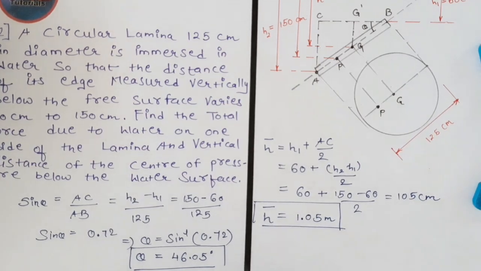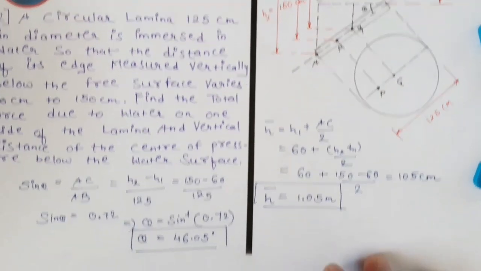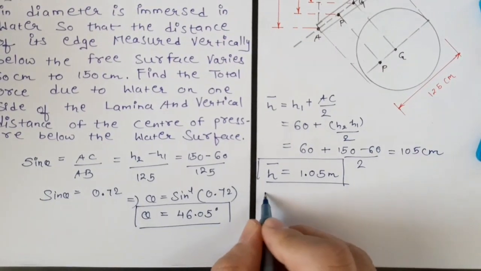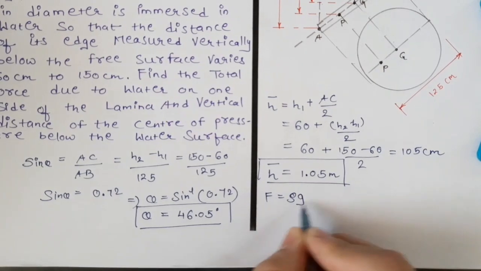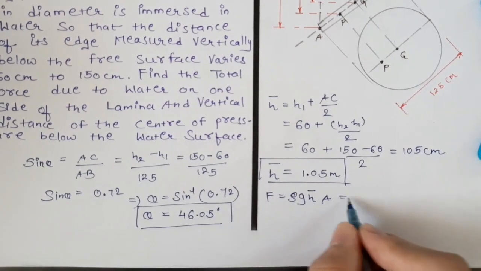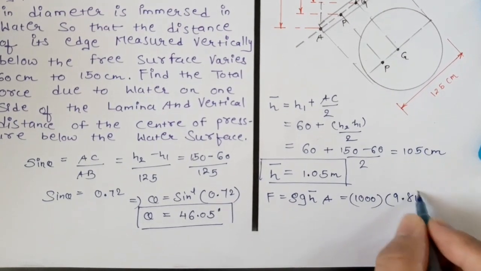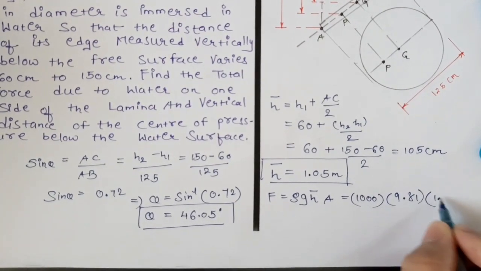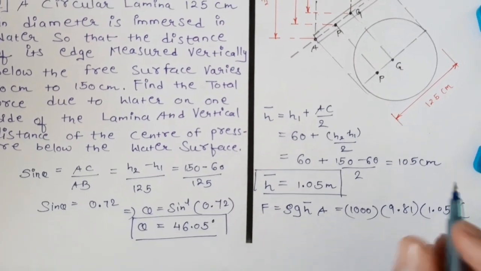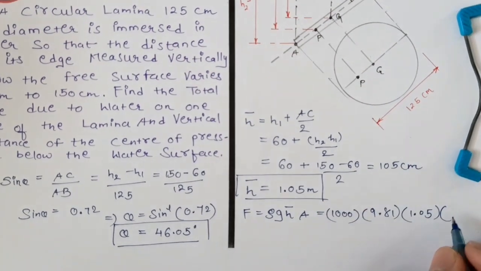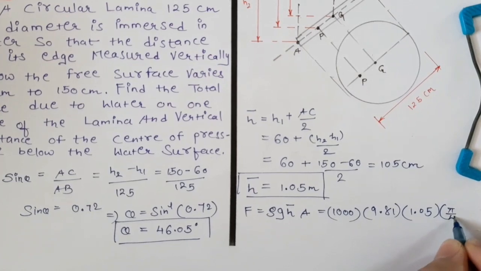Now as we have obtained h bar, we can find the total pressure force. So what is the equation of total pressure force? F equals rho g h bar into A. What is rho? It is 1000. What is g? It is 9.81. What is h bar? H bar is 1.05 meter. And what is A? Area of this circle is pi by 4 into d square.